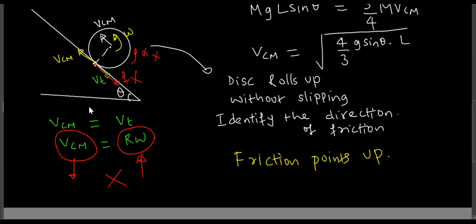The idea here is, if friction points up, then omega will increase. VCM is also increasing, right? That's the trick. Omega is increasing, VCM is also increasing. But friction is opposite to VCM, so it is decreasing. But is friction alone acting there? To get acceleration, is friction alone acting?